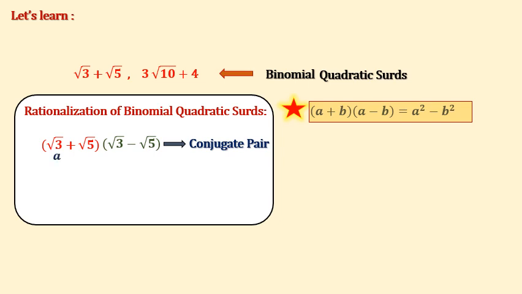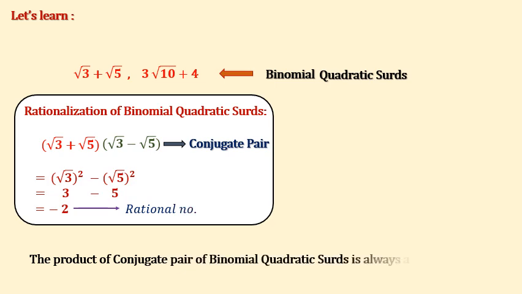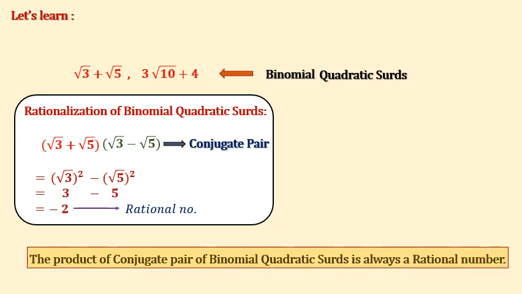To multiply them, we will make use of the identity (a plus b) into (a minus b). Here a is root 3, b is root 5. So, we expand it: root 3 square minus root 5 square. Root 3 square is 3, root 5 square is 5. So, the answer obtained is minus 2, which is a rational number. Note that the product of the conjugate pair of binomial quadratic surds is always a rational number. So, they can be called as the rationalizing factors of each other.